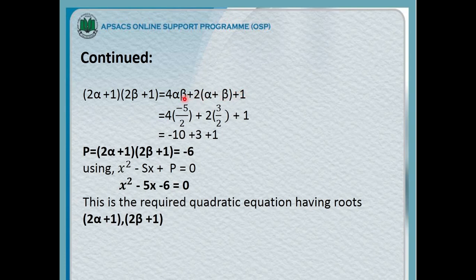Now substitute the values of alpha beta and alpha plus beta from equation number 1 and 2 in this above equation. We get the value of the product of the roots of the required equation, and that will be equal to minus x. Now students, we have the value of s, that is the sum of the roots of the required equation, and the value of p, that is the product of the roots of the required equation. So by substituting the values of s and p in this equation, we get the quadratic equation that was required. This is the required quadratic equation having roots 2 alpha plus 1 and 2 beta plus 1. Hope you understand this question.